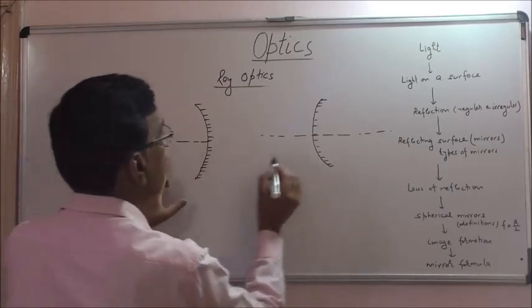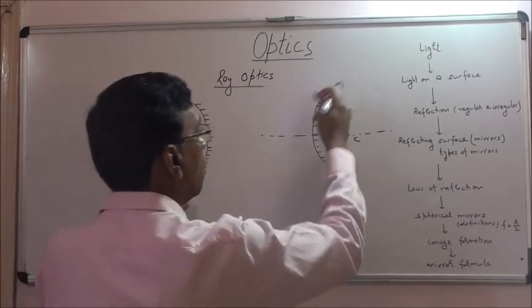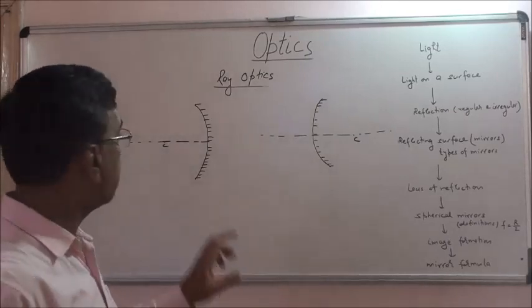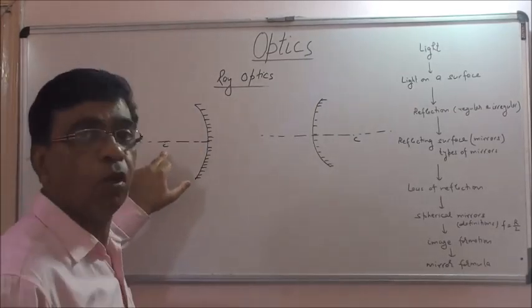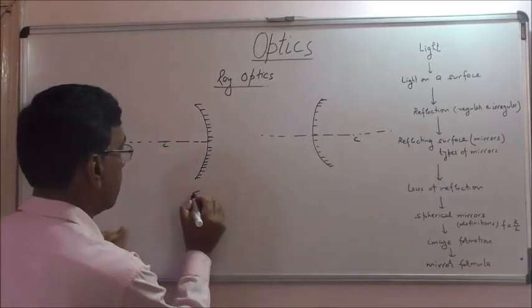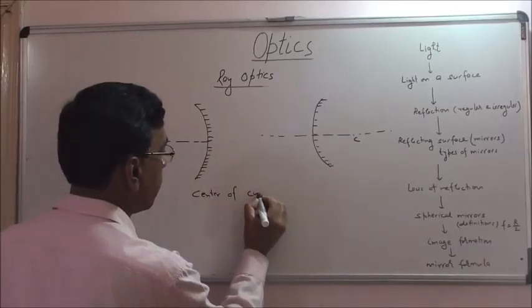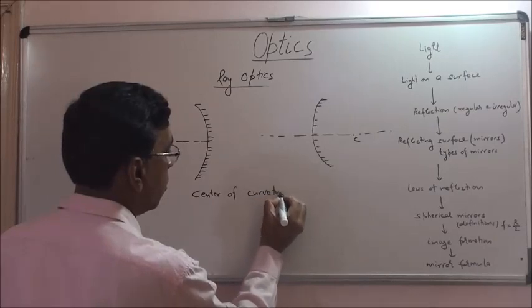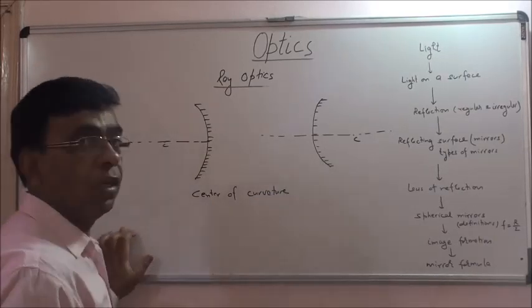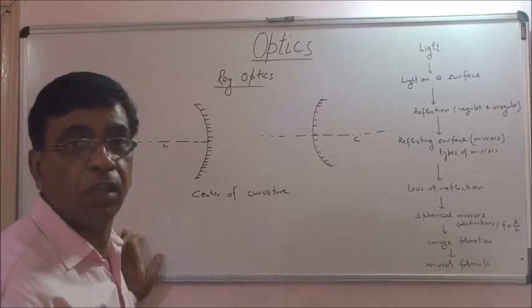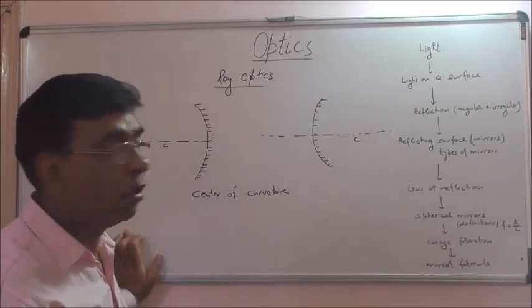Let this be the center of that sphere of which this mirror is a part. This is called the center of curvature, the center of that sphere of which the mirror is a part.